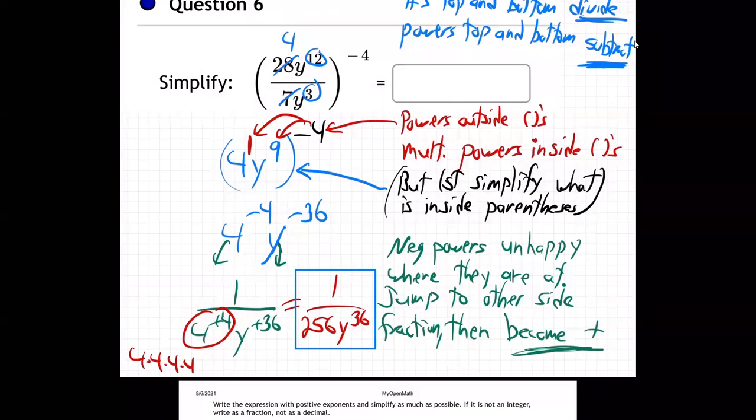Remember, everybody has a power. So if a number or letter is not showing its power, it really has a 1 power. So that minus 4 is going to go boom, boom. Make that minus 4 and minus 36. And then negative powers jump to the other side, and then they become positive powers. Like that. You jump down to the bottom of the fraction, that puts a 1 on the top because there's nothing else up there. And then you work out 4 to the 4th to be 256. So there's the answer.